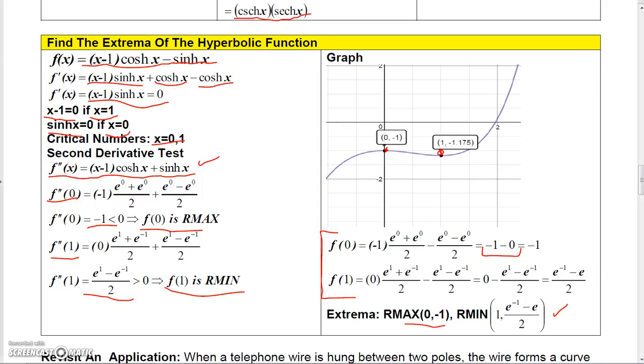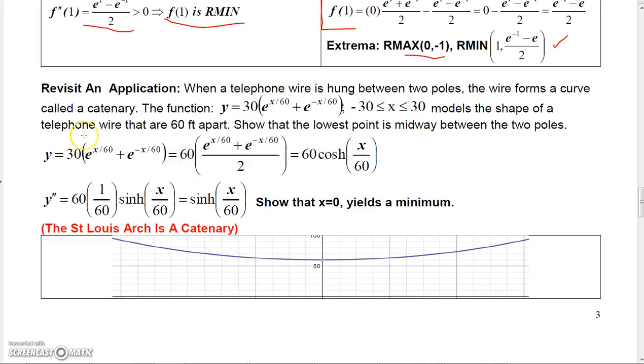Okay, I'll probably finish this up with an application, and then I'll talk about a couple of other things. I'll let you just copy this application, take a picture of it, but notice I changed this function that we did before. I changed it into a hyperbolic cosine function, and then when I took the derivative of that, I was able to show that at x equals 0 it yields a minimum.